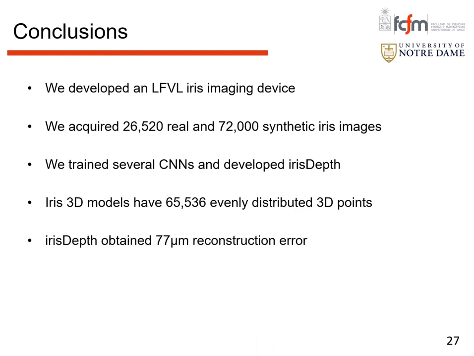IRIS-Depth obtained 77 micrometers of reconstruction error, which was the smallest between all the networks and structure from motion. Finally, iris recognition performance increased by 48% using the proposed 3D rubber sheet. This illustrates the potential applications of 3D iris scanning in biometrics.